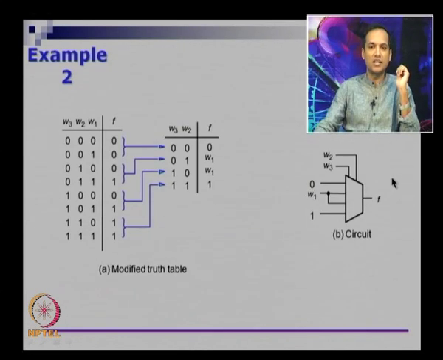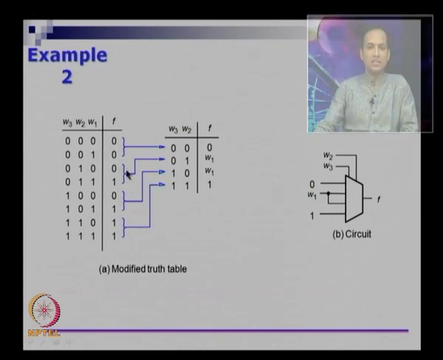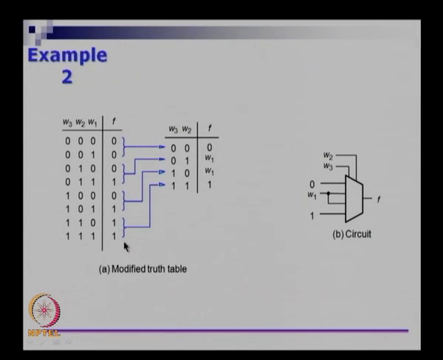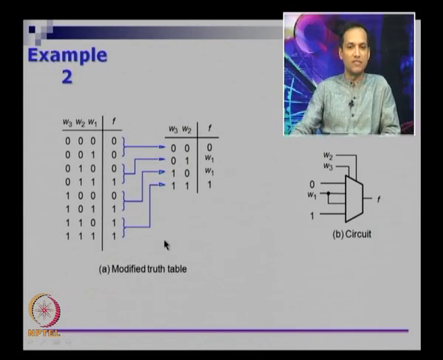Now let us look at another example. In this example we have a truth table on 3 inputs, W3, W2 and W1, and there is a truth table given here. Let us not worry about what the truth table is supposed to be doing, let us just look at this idea now. What we are going to do now is see if we can use a multiplexer which is smaller in size.